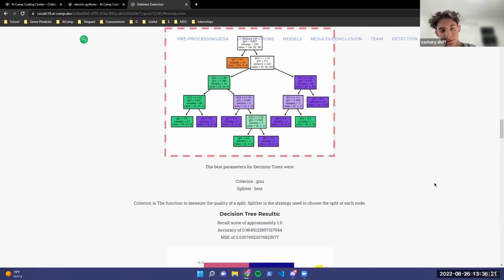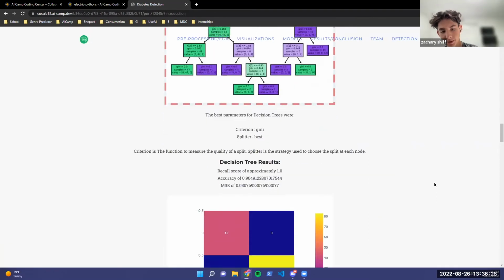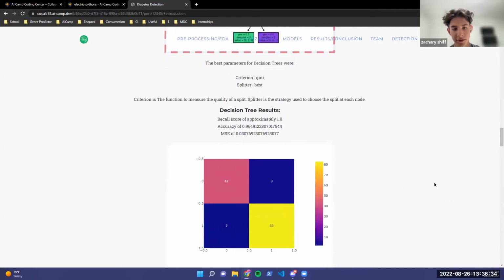The best parameters we used for decision trees were criterion and splitter. Criterion is the function to measure the quality of a split. Splitter is a strategy used to choose the split at each node. Decision trees was our best model, and these are the results.